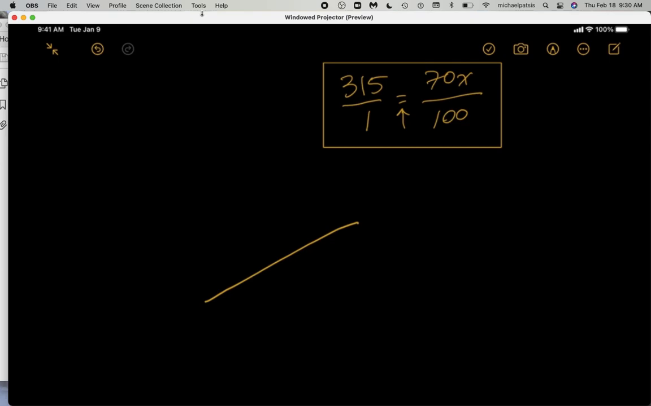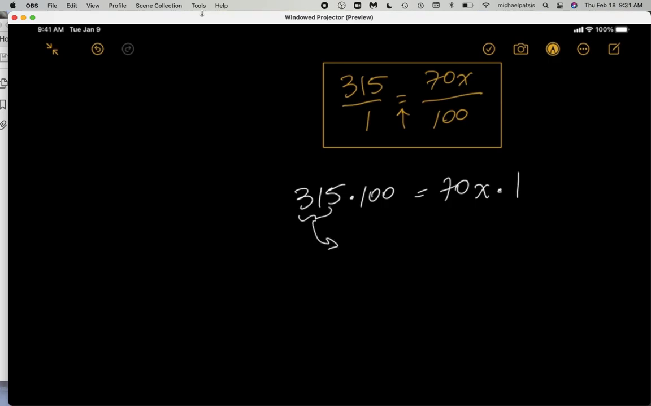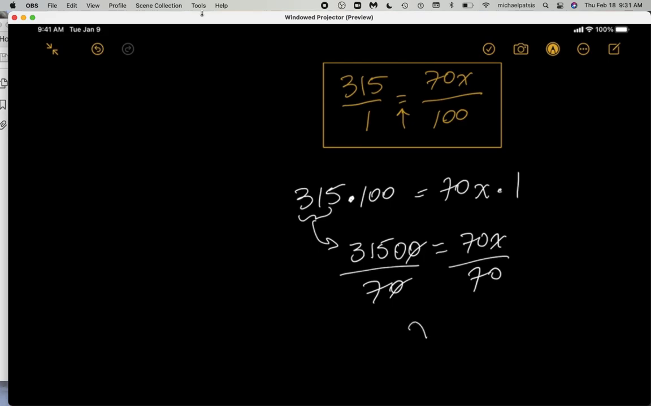Now we're going to cross multiply. We're going to have 315 times 100 equals 70x times 1. We are multiplying a number by 100. We're multiplying, not dividing. We know that that number is going to get bigger. How much bigger? 2 zeros, because we're multiplying by 100. To find x, we divide 70 into both sides. To make our lives easier, we can cross off that 0. And we're going to end up with x equal to 450. That's the original price.